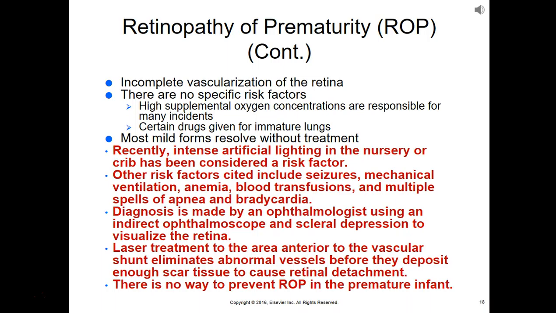Diagnosis is made by an ophthalmologist, using an indirect ophthalmoscope and scleral depression to visualize the retina. Laser treatment to the area anterior to the vascular shunt eliminates abnormal vessels before they deposit enough scar tissue to cause retinal detachment. Unfortunately, as with many of these diseases and conditions, there is no way to prevent ROP in a premature infant.